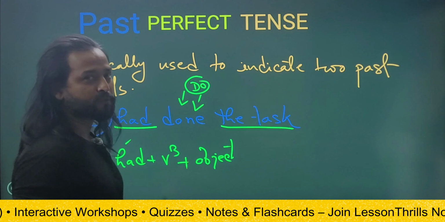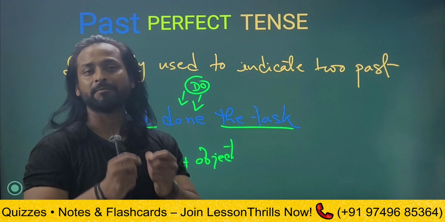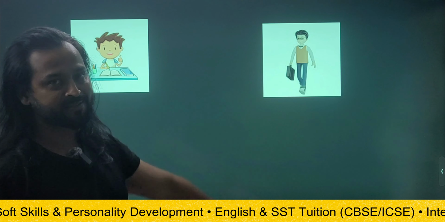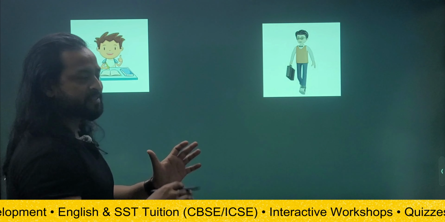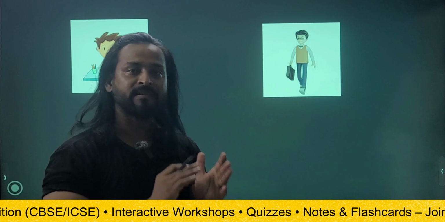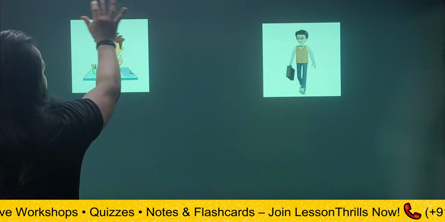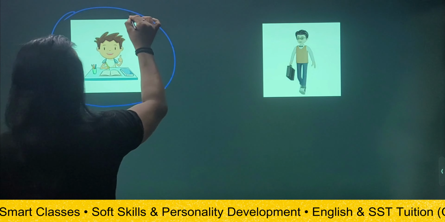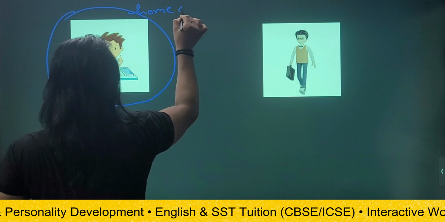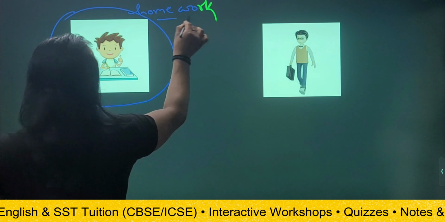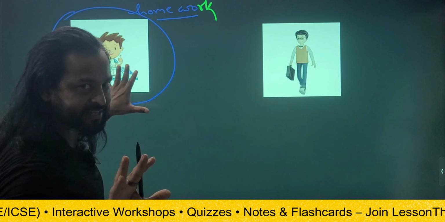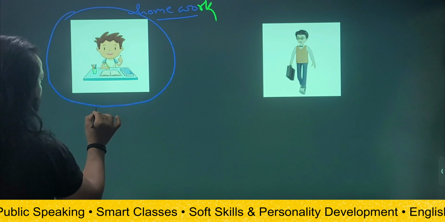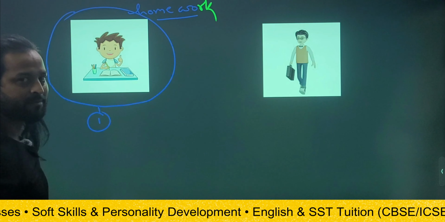Now, I am giving you few examples so that you understand it better. I have few incidents. Suppose there are two incidents happening. These two incidents can be considered as incident 1 and incident 2. This is a student. The student is doing his homework. Now, if we take it like the student already completed his homework, right? So this is incident 1.